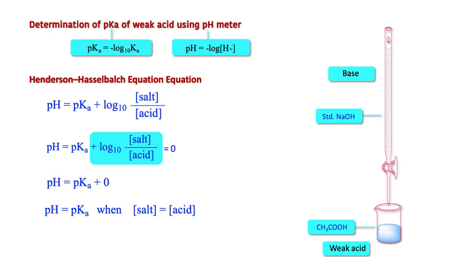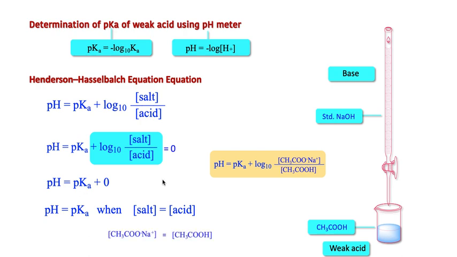For example, with acetic acid, we are adding NaOH to the acetic acid, so it forms sodium acetate. We have the acetic acid in the beaker, and we are adding NaOH, which continuously forms sodium acetate. So when the concentration of sodium acetate and acetic acid becomes equal, at that particular point, whatever pH we get is equal to pKa. Let us see this in detail in the experimental part.